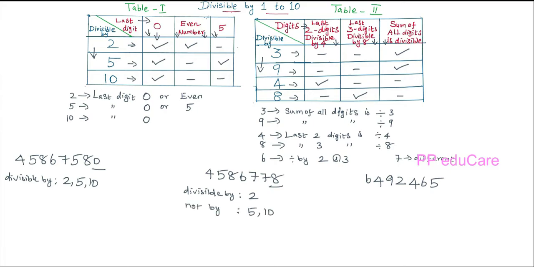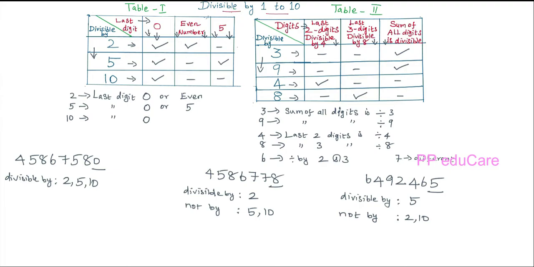Now consider the third example. Since the last digit of the third number is 5, again according to the first table, the third number is divisible by 5 alone but not divisible by 2 and 10. Now we have verified the divisibility of 2, 5 and 10. Now let's see the divisibility of 3 and 9.